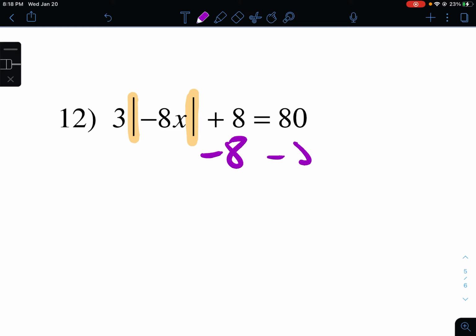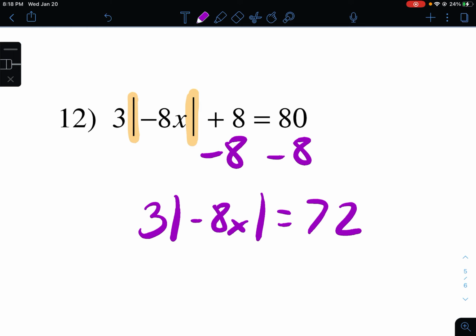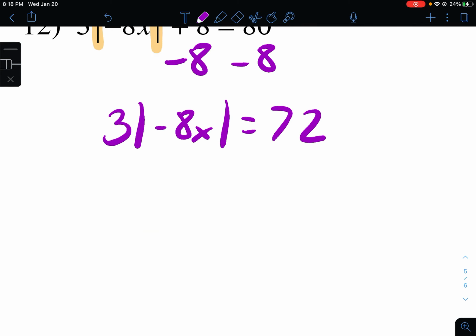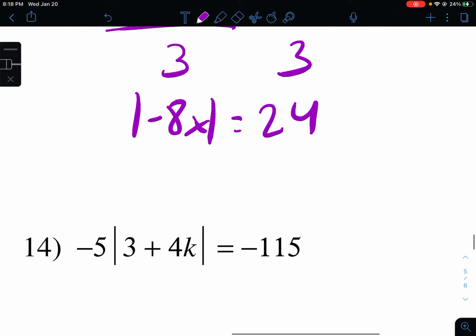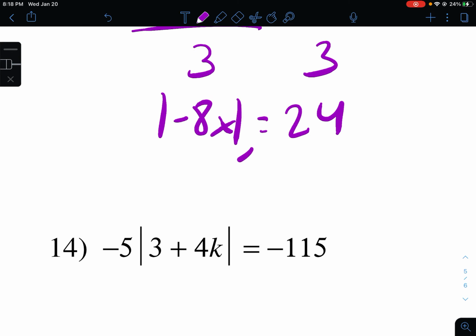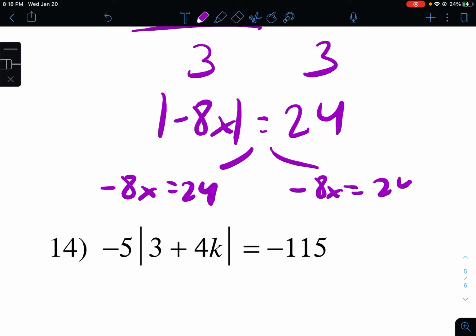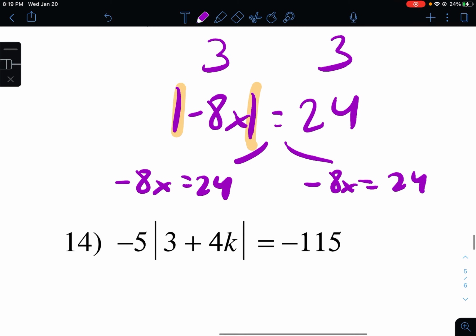So we're going to do minus 8, minus 8, and we get this. And then we just have to divide by 3, and we get 24. Now we can go ahead and split this up, and we say negative 8x equals 24 and negative 8x equals negative 24. Why did I split it up at this point? Because my absolute value is all by itself. I'm not adding, subtracting, or multiplying anything to it. It's all isolated, so we can go ahead and finish.